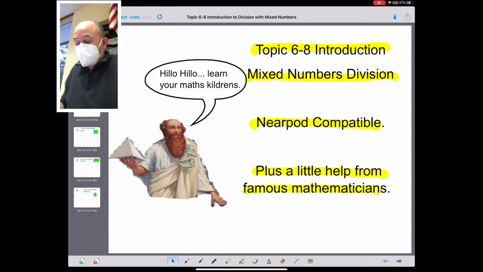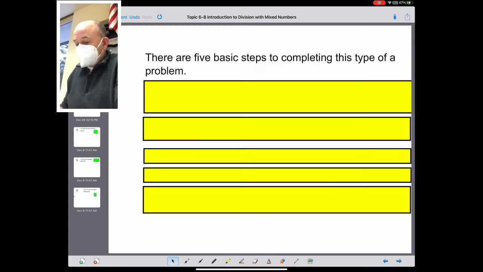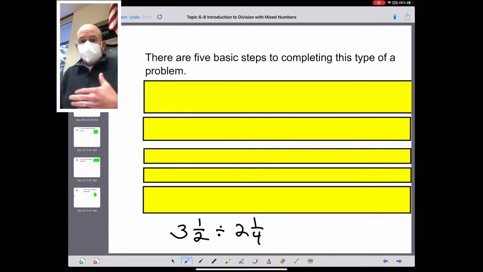Okay, I can do that. Okay, so there are 5 basic steps to completing this type of problem. Chris, you should probably give them an example problem so they know what these steps relate to. All right. You going to do it? Oh, okay. So you're thinking 3 and 2/3 divided by 1 and 3/4. Okay, so that's the type of problem these steps apply to, right? Okay, good. Good job there.